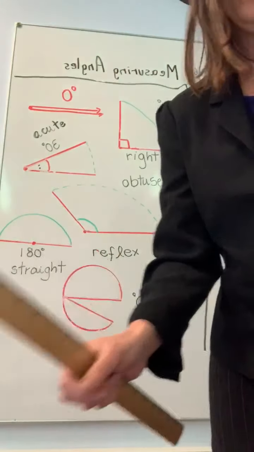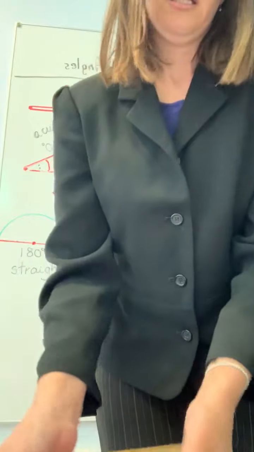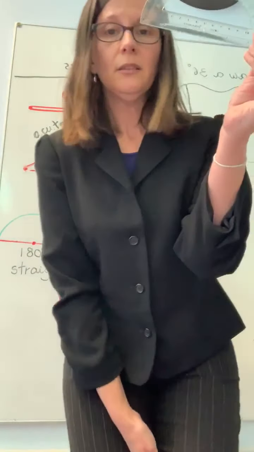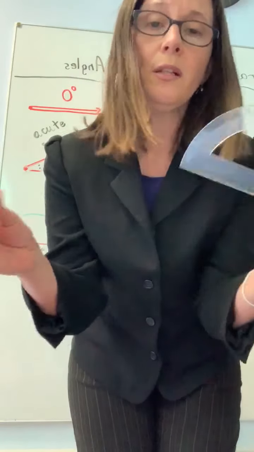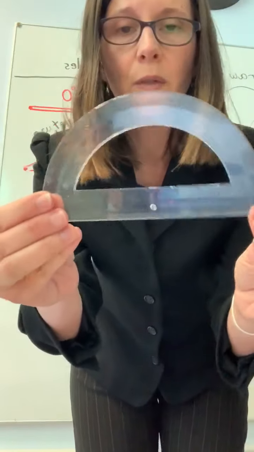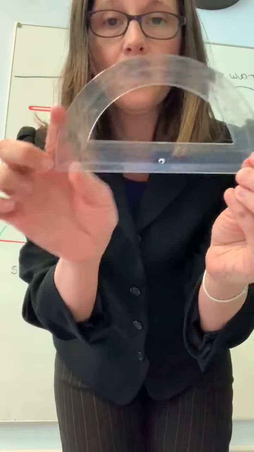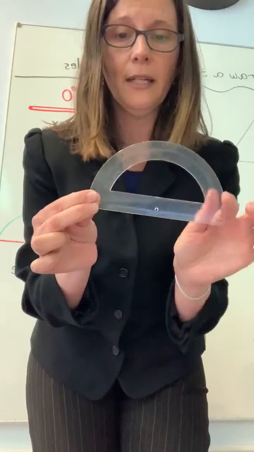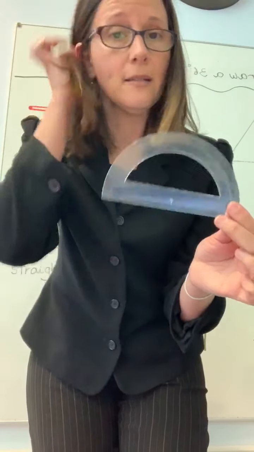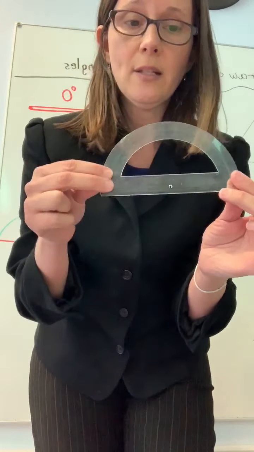So we will use a protractor to measure the angles, okay? Most of the protractors that we use are a half circle, so it's 180 degrees. And it has the number of degrees on it, and it also has, like mine, two sets of numbers.